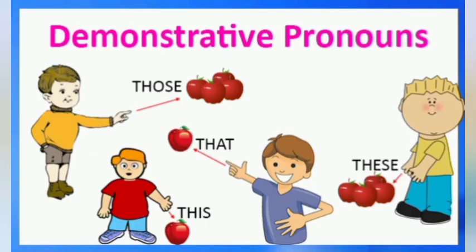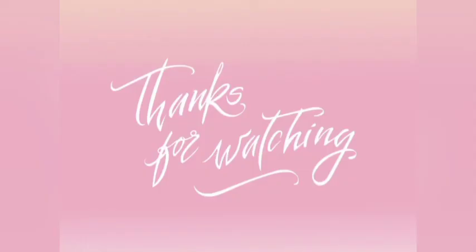So demonstrative adjectives, this, that, these, those, four examples are there, and they depend on the position, where the noun or the pronoun is. I hope you understand this concept.